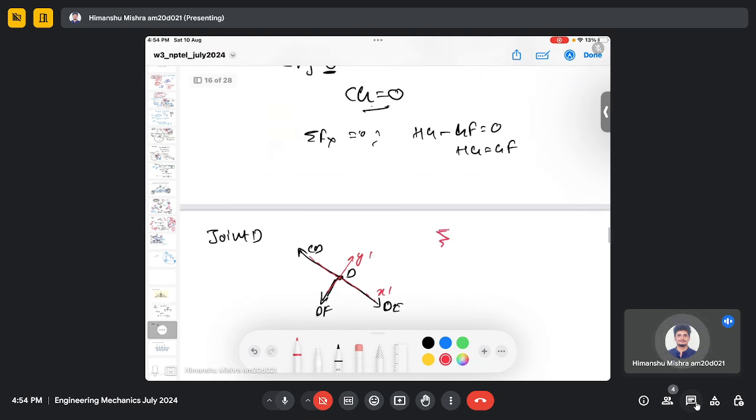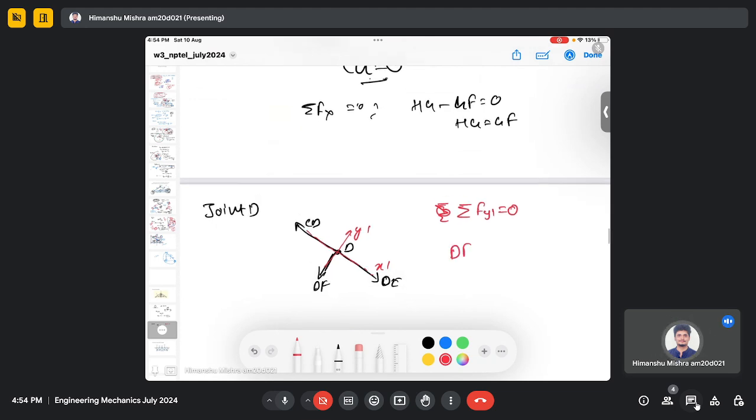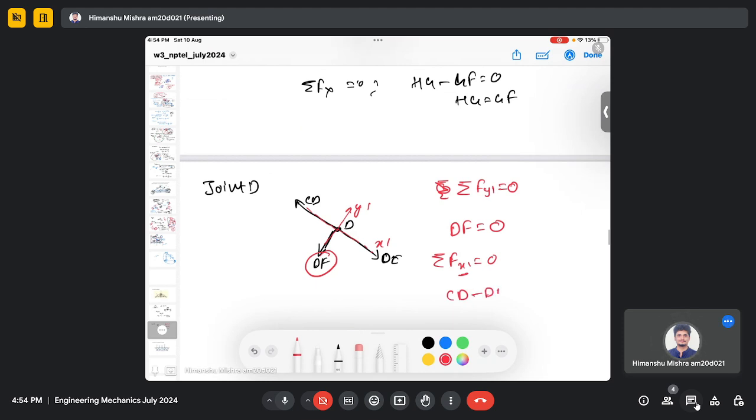So if you do the force balance analysis in the y dash direction and equate it to 0, you find that there is only one force in the y dash direction, which is DF, and that is equal to 0. And then the other equation will be along the x dash direction, which is CD minus DE equal to 0. So CD equal to DE. So from this summation of forces in the y dash, you can see that the force in the member DF is equal to 0, right?